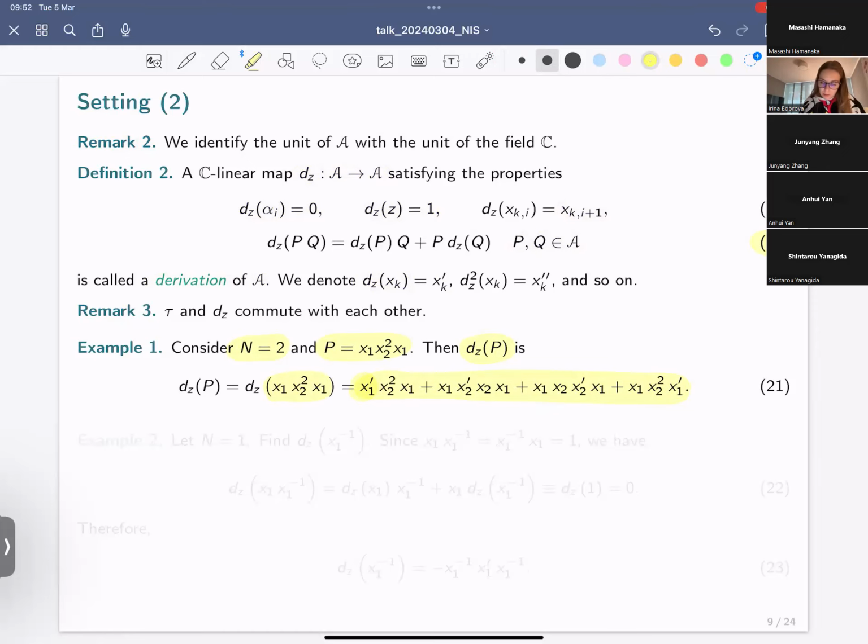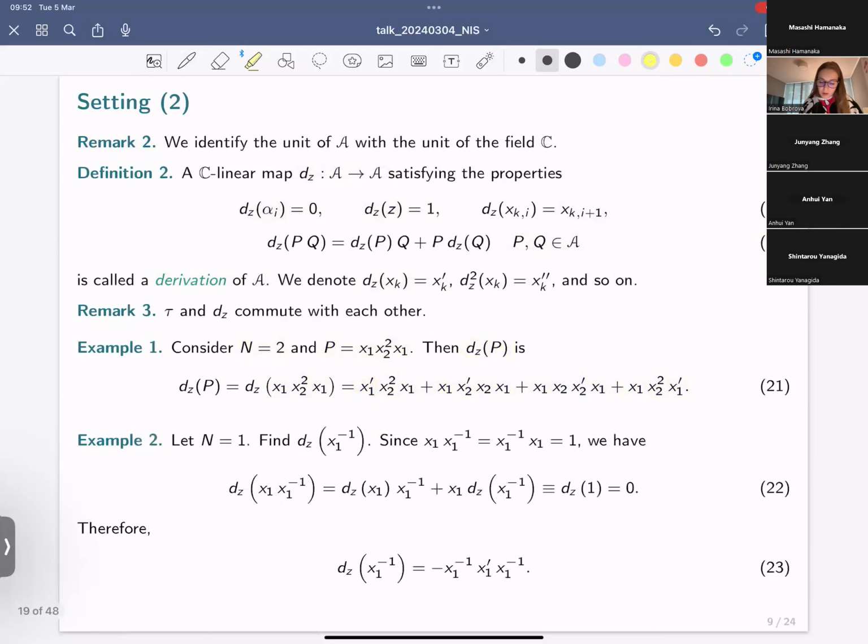But one more useful example is the following. Let us consider the case when n is equal to 1. So we have only one x.